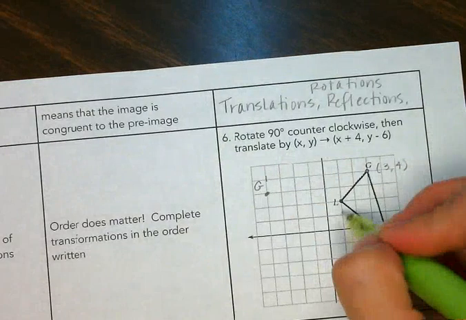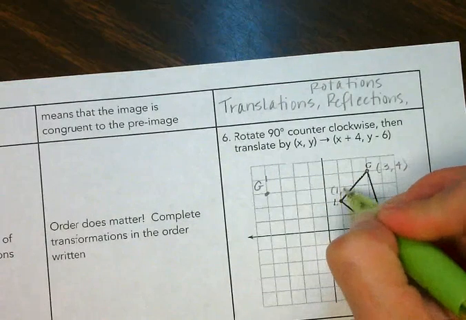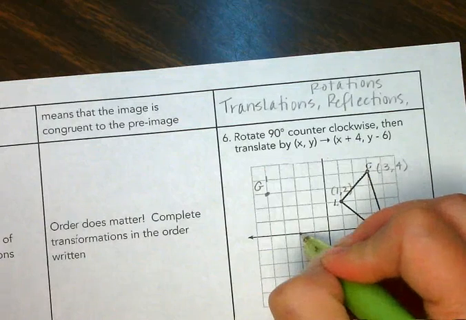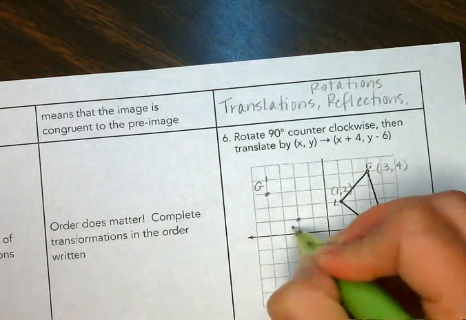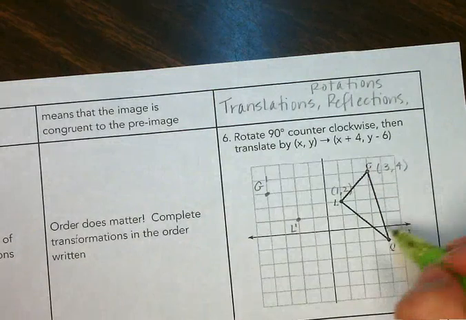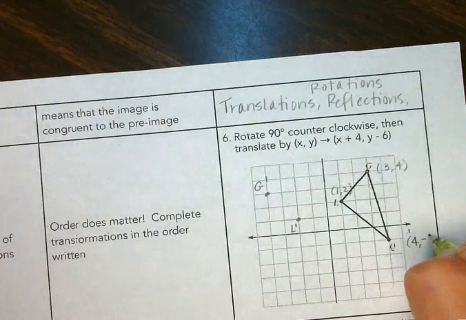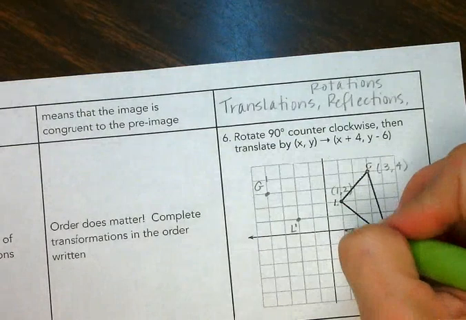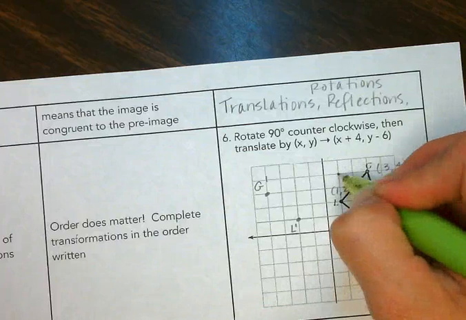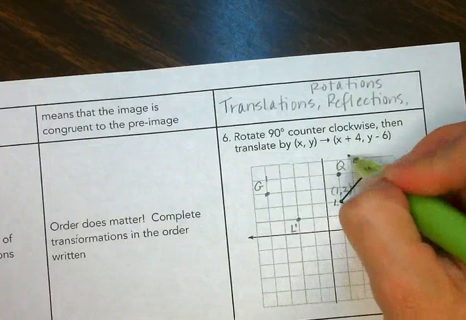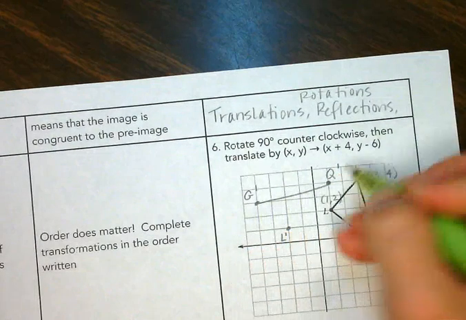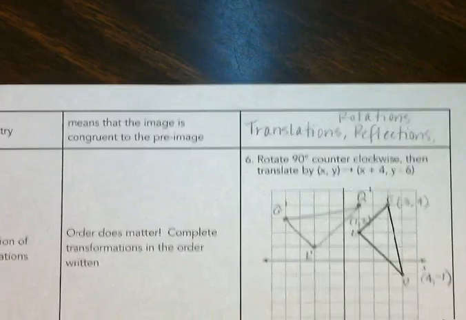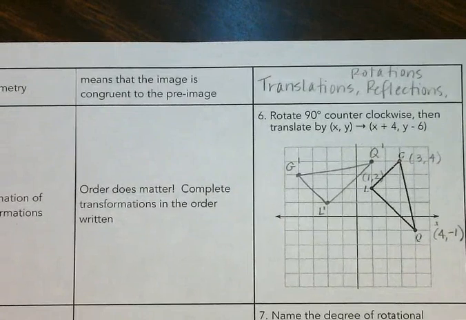So that's G prime. L is over 1 up 2, so our new point for L prime is going to be negative 2, 1. So that's going to be L prime. Q is over negative 1, so the new point for Q prime is going to be 1, 4. So over 1 and up 4. So that is Q prime. There we go. All right, so there is our shape that's been rotated 90 degrees counterclockwise.